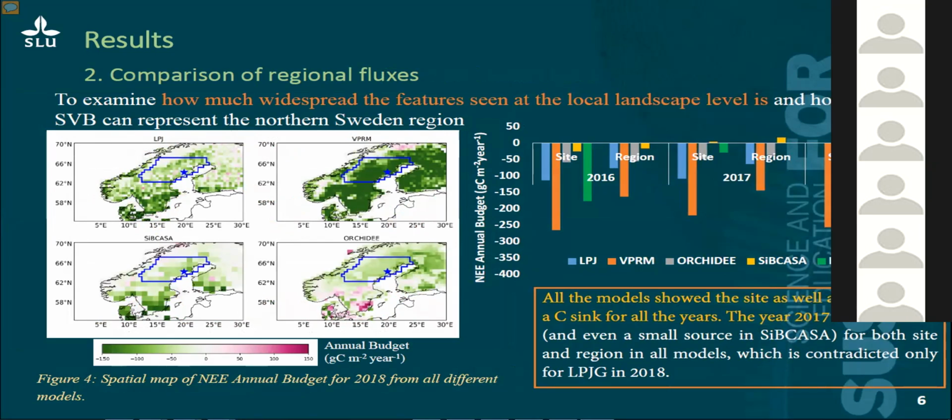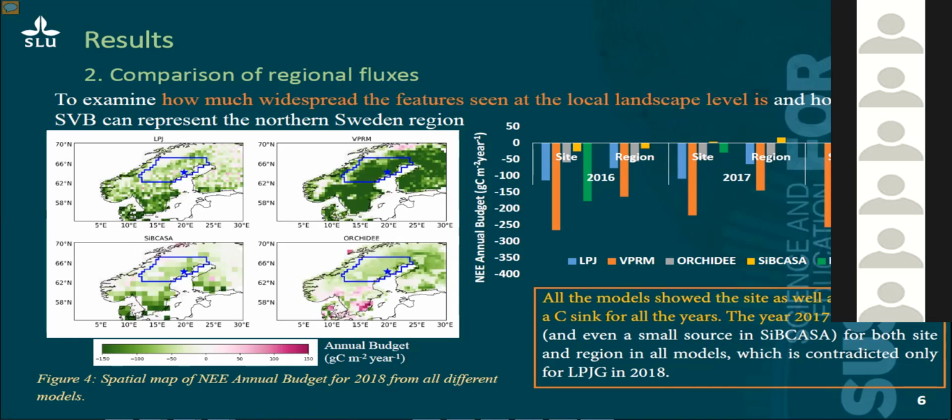This is for the year 2018. The blue star shows the Svartberget location, and the region around it we call the northern Sweden region. We can see that in all four models, LPJ-GUESS, VPRM, SIBCASA, and ORCHIDEE, they all showed the region as a carbon sink, but the sink strength varies from model to model. But within the northern Sweden region, there is a homogeneous behavior.